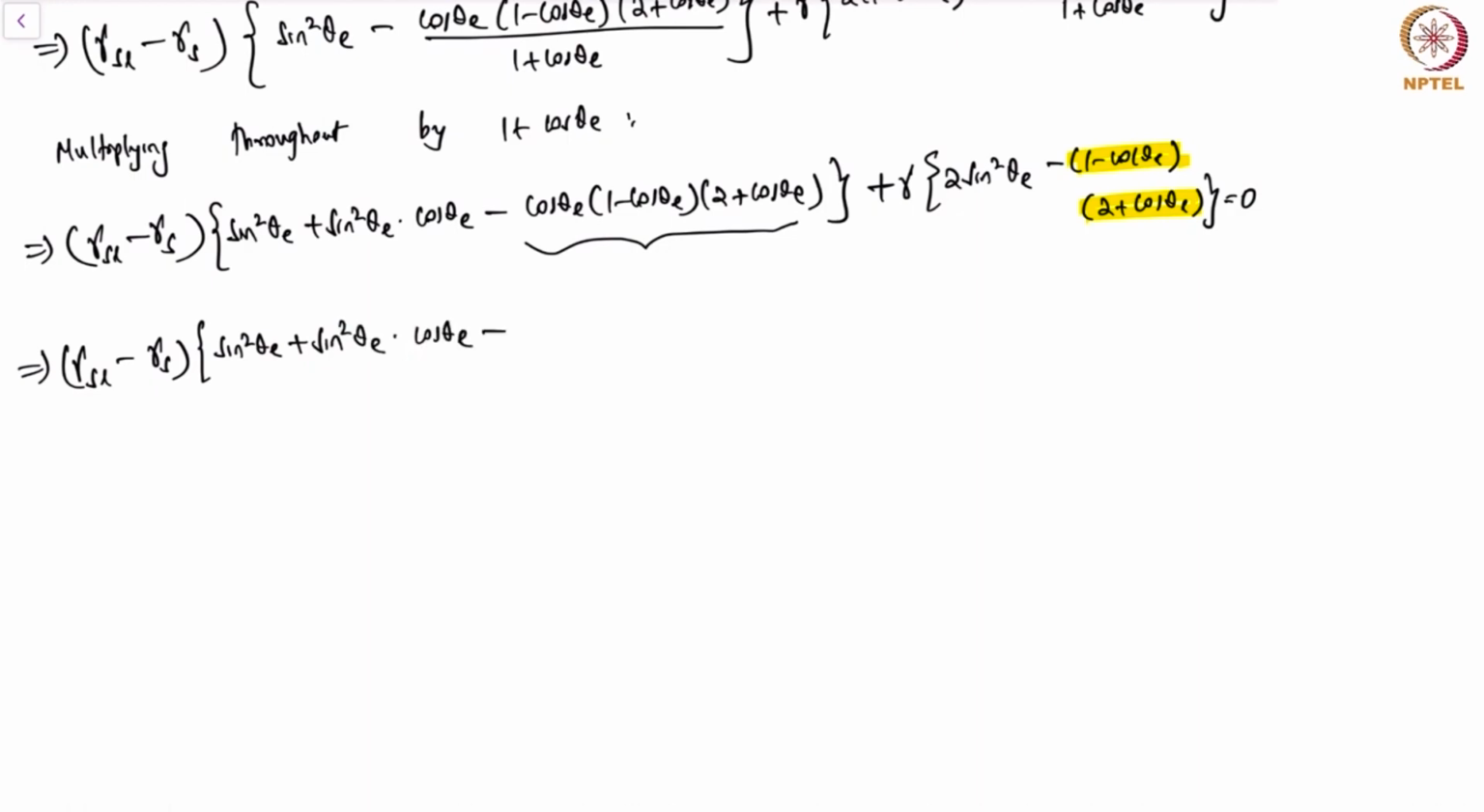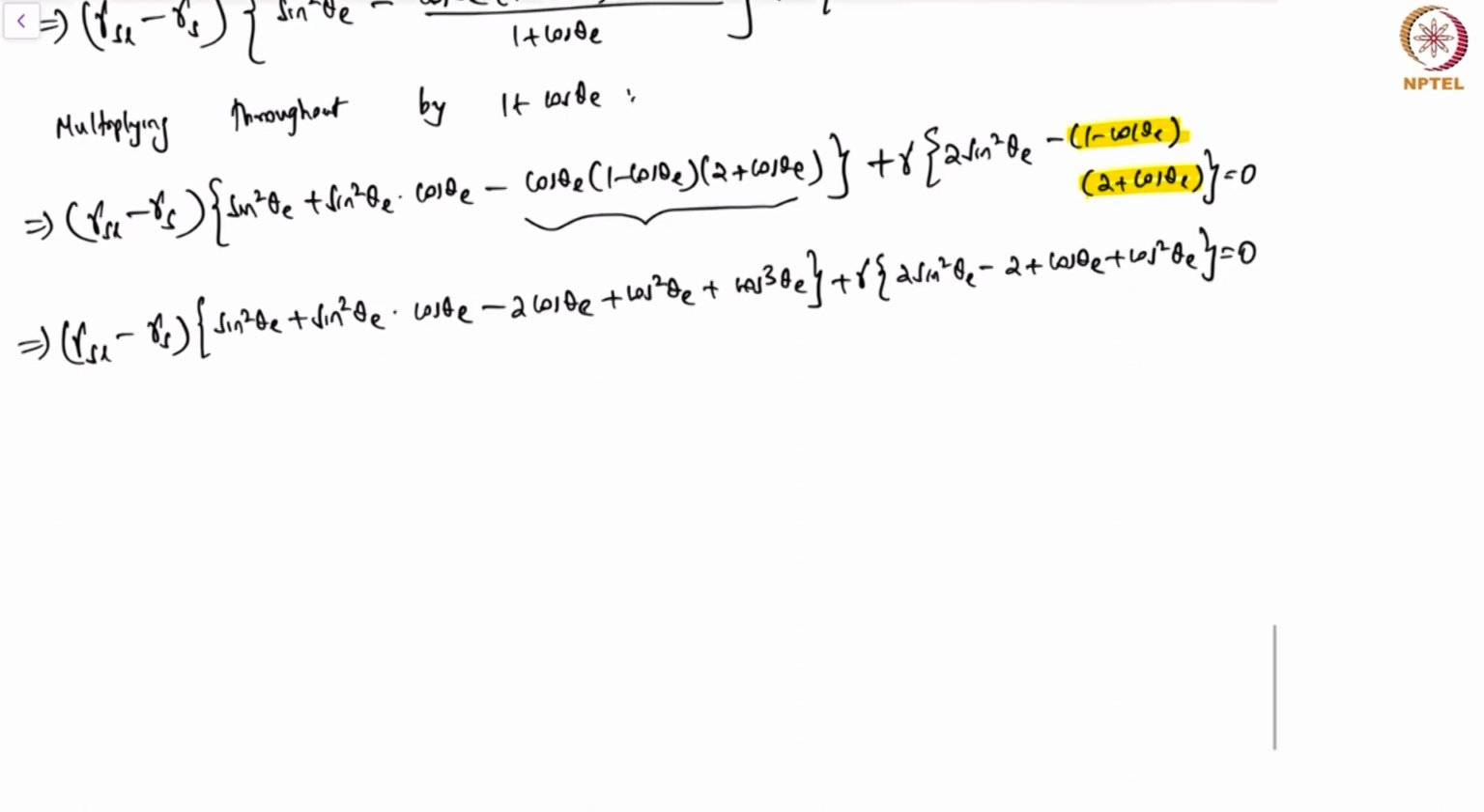So the multiplication would yield 2 cosine of theta e plus cos square of theta e plus cos cube of theta e. That's the first thing. And then finally here we would have 2 sine square of theta e minus 2 plus cosine of theta e plus cos square of theta e. This would be 0.